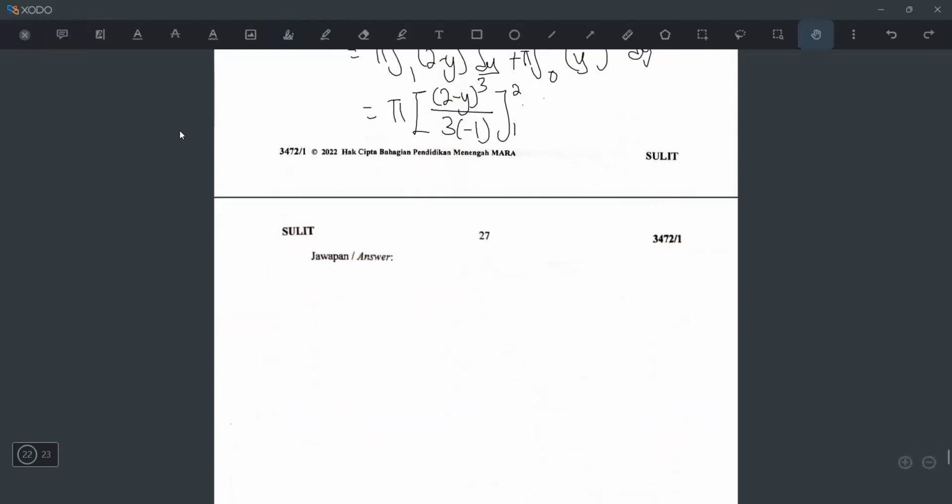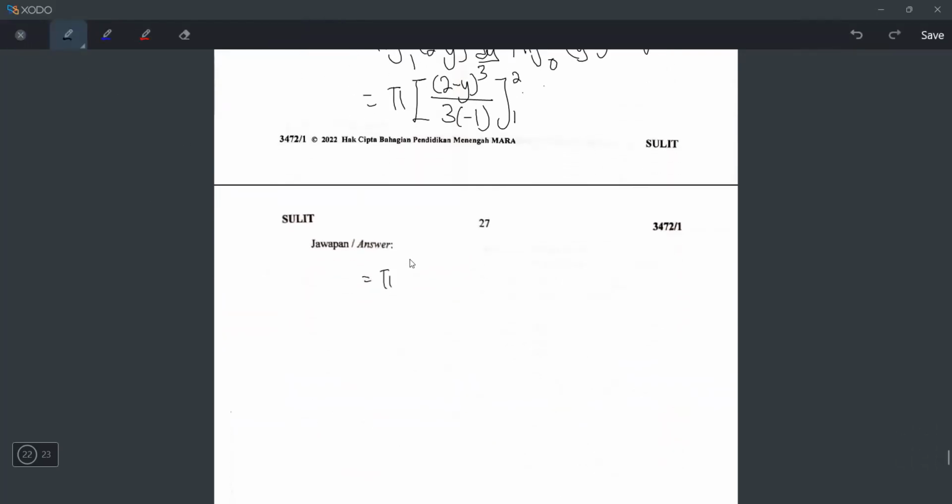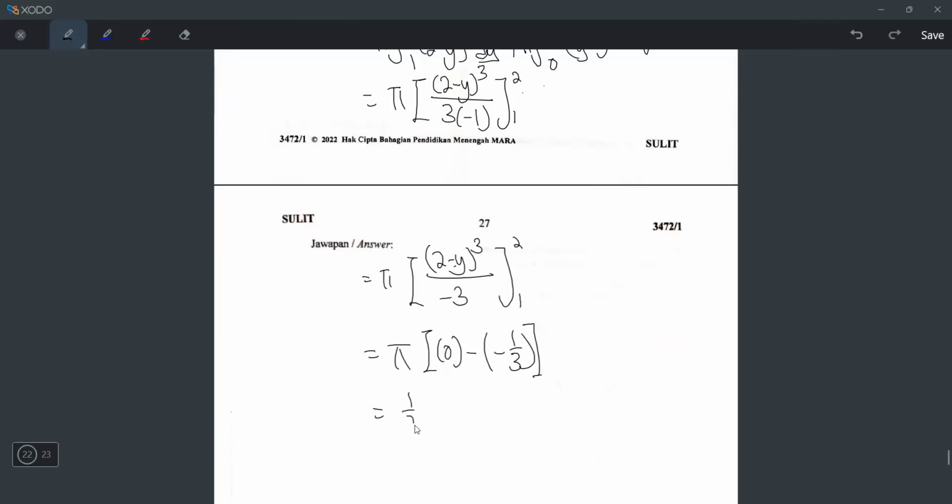And then continue with pi, integrate. Okay, I know you want to substitute, but don't substitute first. 3 times negative 1 is negative 3. And then 2 minus y power 3, and then to the bracket 2, 1. And now I will substitute 2 inside first. So what happens when I substitute 2? 2 minus 2 is 0, 0 power 3 is 0, so you will end up with a 0. Minus, now I have to substitute 1. So 2 minus 1 is 1, 1 power 3 is also 1. 1 over negative 3 is negative 1 over 3. So done. You will end up with 1 over 3 pi.